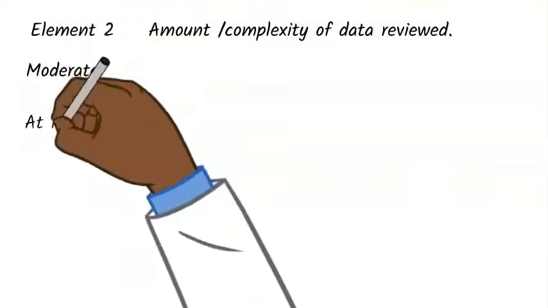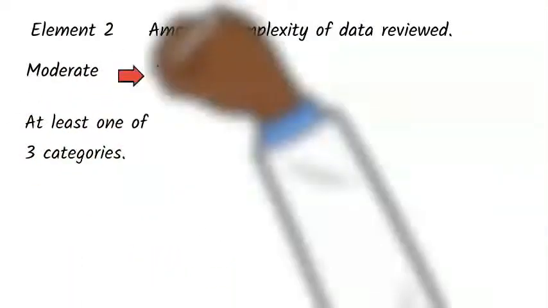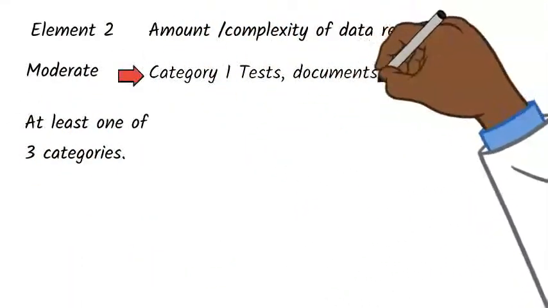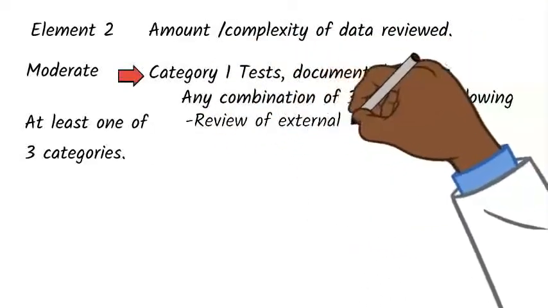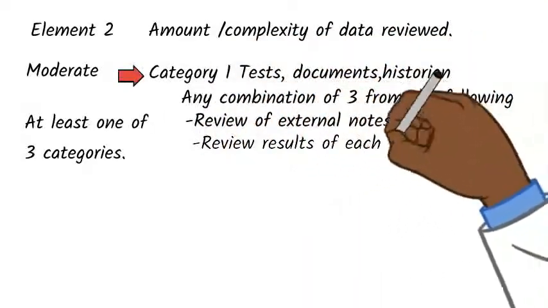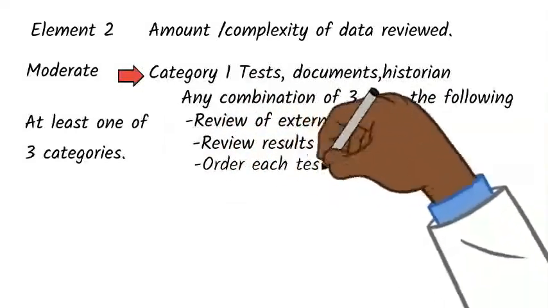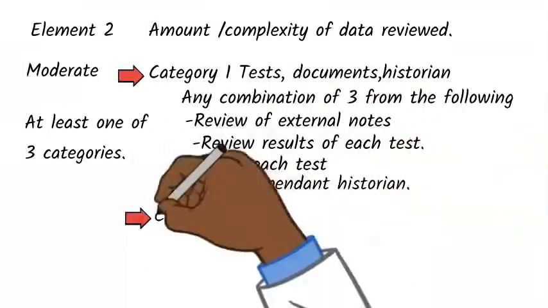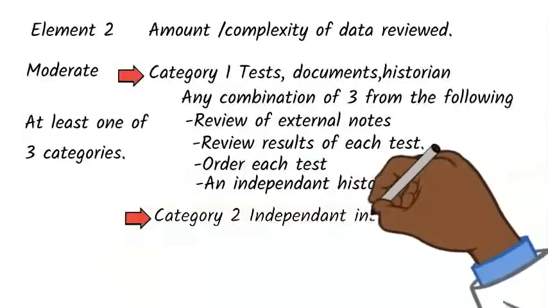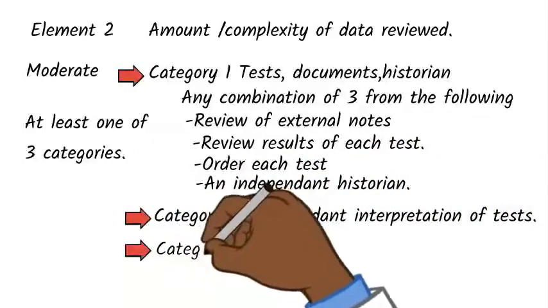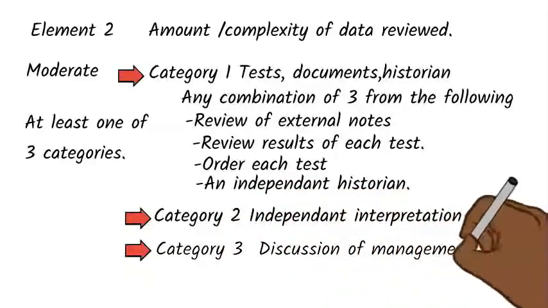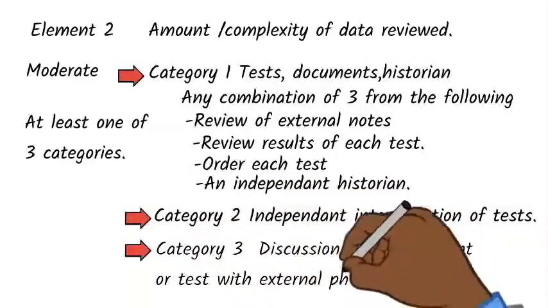For the moderate level, at least 1 of 3 categories is needed. Category 1. Any combination of 3 from the following. Review of external notes. Review results of each test. Order each test. Use an independent historian. Category 2 is the independent interpretation of tests which were done by someone else. Category 3. This is the discussion of management or test with an external physician.